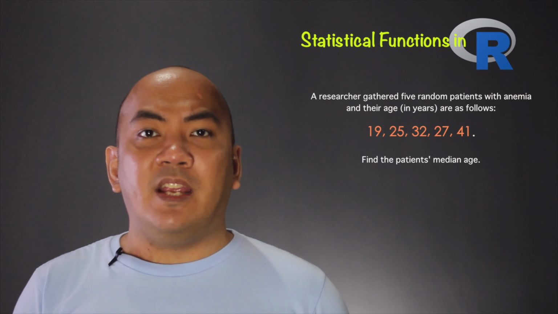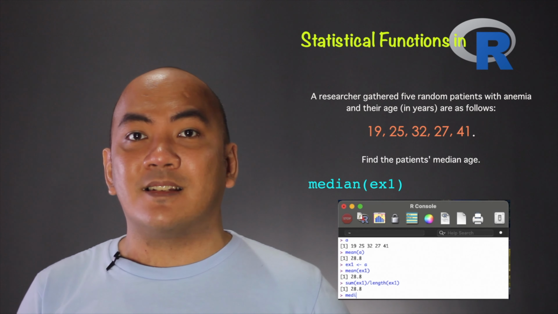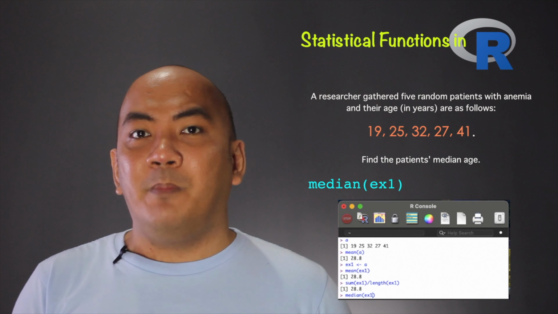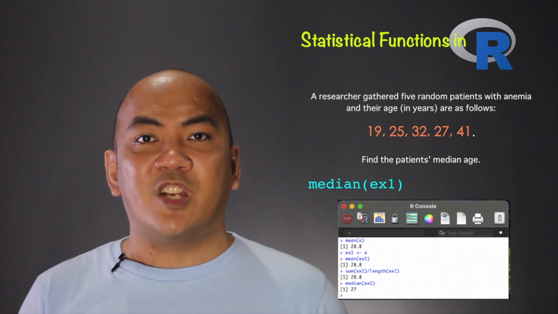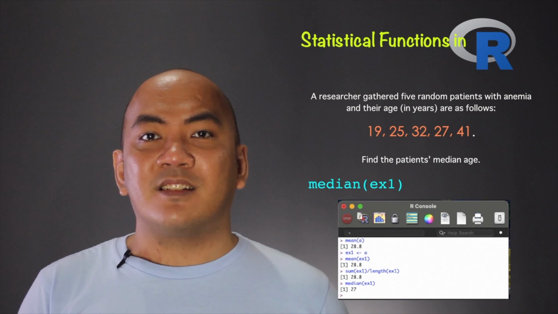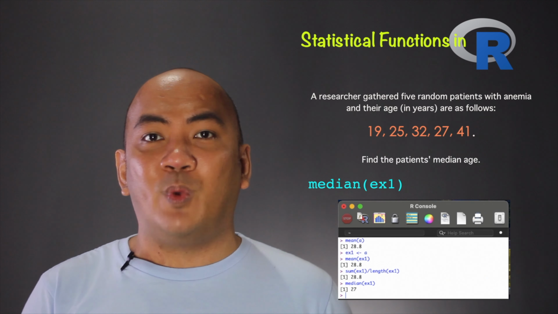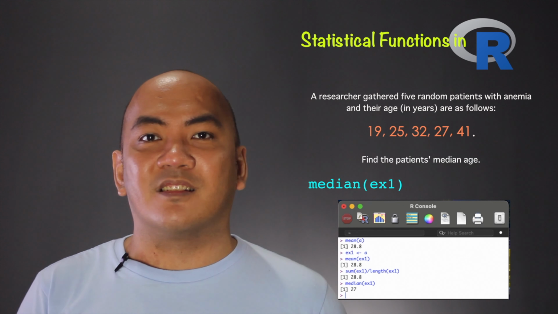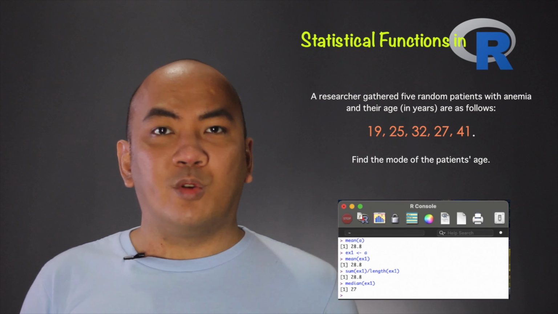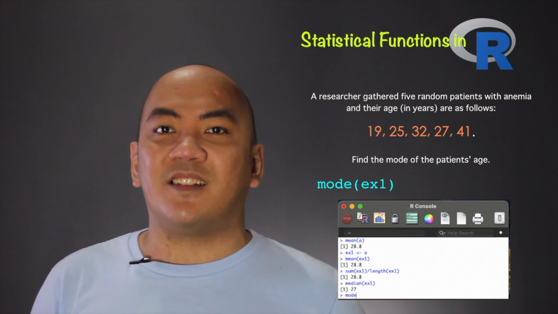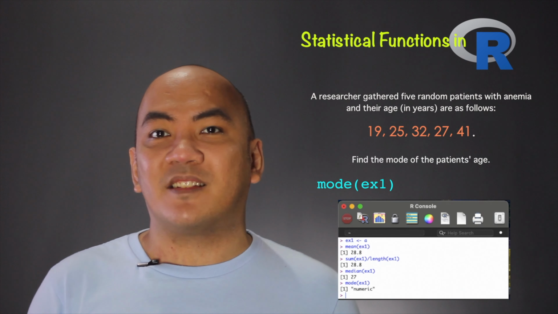Now how about the median? That is median parenthesis EX1. And that gives the median of the values in the object EX1. So in this case, the median age of the patients with anemia is 27 years. How about mode? Let's try mode parenthesis EX1 close parenthesis then press the enter key.